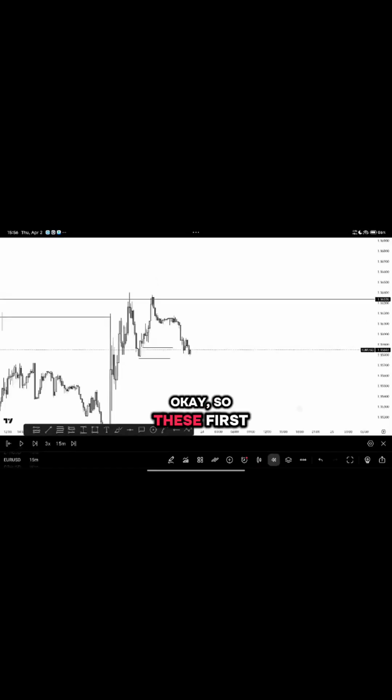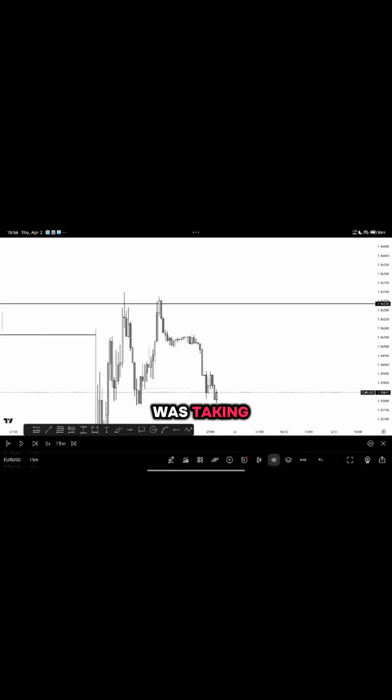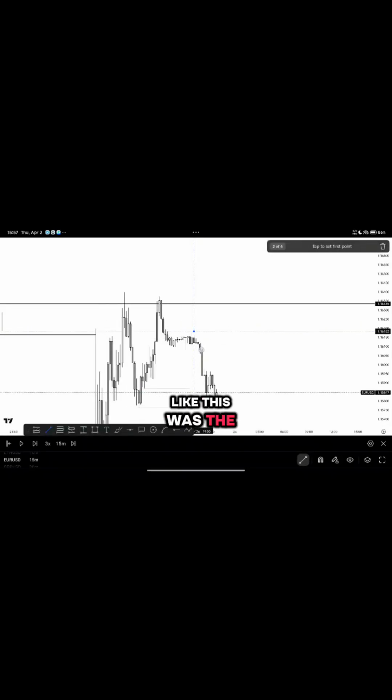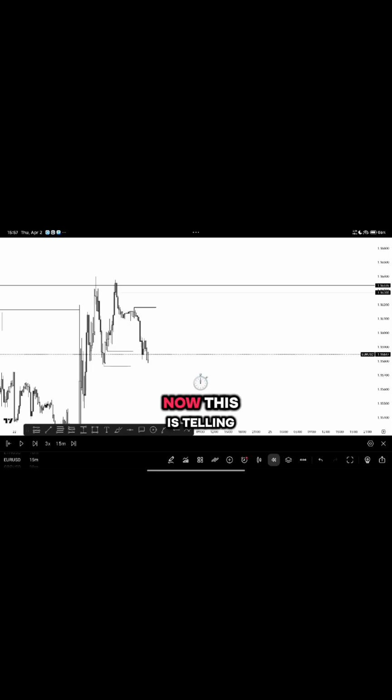Okay, so this first low has been taken, and where is everything coming from? When this first low was taken, this was the high that was created, the highest high within this range before it was taken. So this will serve as inducement. It is now telling us that this zone here is a valid zone for sells. So let's see how it goes.